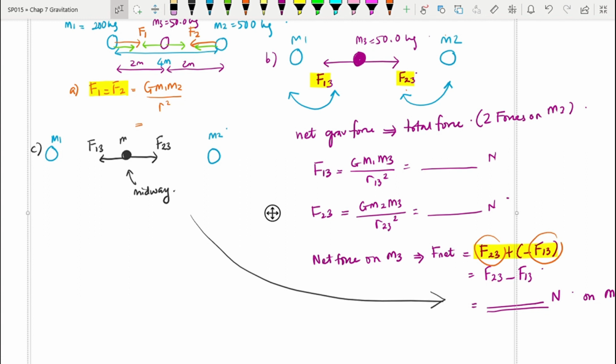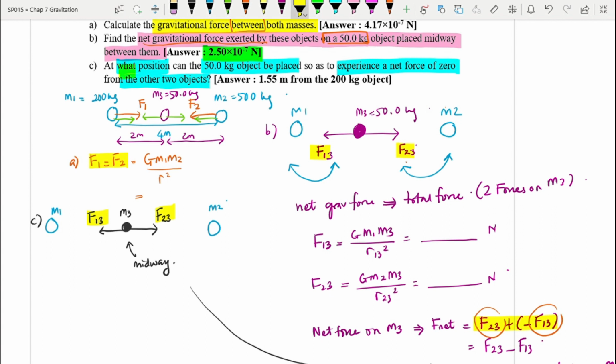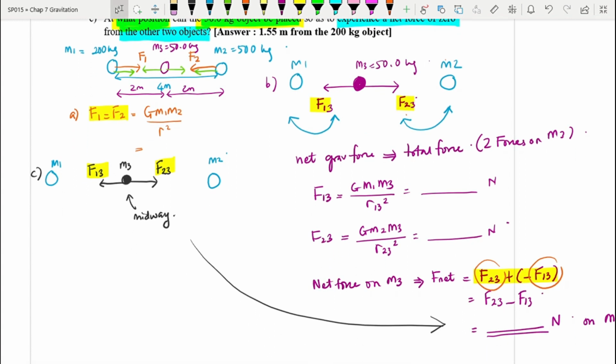So kita kena tahu kat mana position untuk mass 3 ni untuk kita dapatkan nilai net force kita kosong. Maksudnya dua value ni sama, bila kita totalkan dia akan jadi kosong. That's why soalan tu kata, at what position must the 50 kg object be placed so that F23 minus F13 akan jadi kosong. Kita nak net force dia kosong. Okay, so obviously dia bukan midway lagi. Kita kena cari mana position dia. Let's say this is the position and this is not midway.